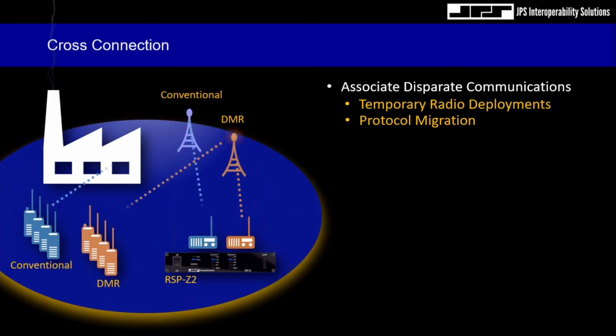And in this example, migrating from a conventional analog system to a DMR system. And I recall 15 years ago, we did something very similar with ACU gateways to migrate from conventional systems to an iDEN system at large manufacturing facilities. And remember, we're protocol agnostic, and this is because of the digital signal processors.